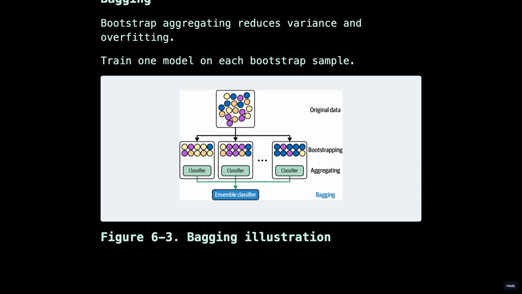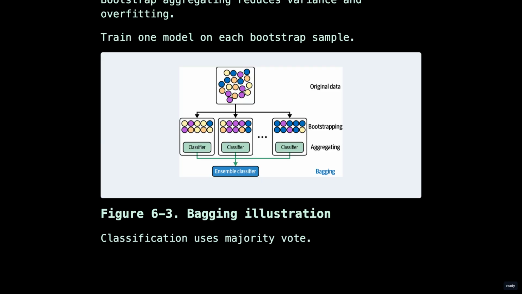That picture ties the resampling idea to the ensemble output. After several bootstrap models are trained, their predictions are merged into one result instead of trusting any one tree or classifier alone. For classification, the final class comes from the vote across models. If most of them say spam, the ensemble says spam, even if a minority disagrees.